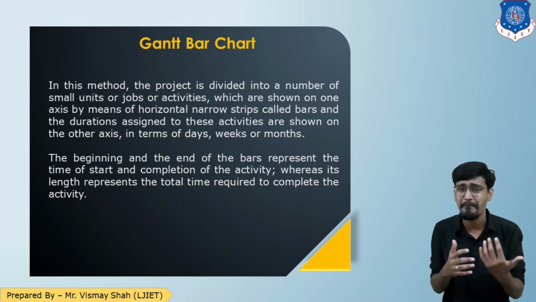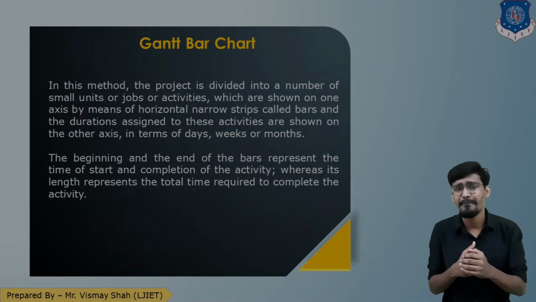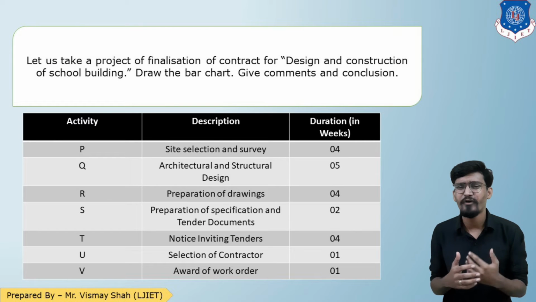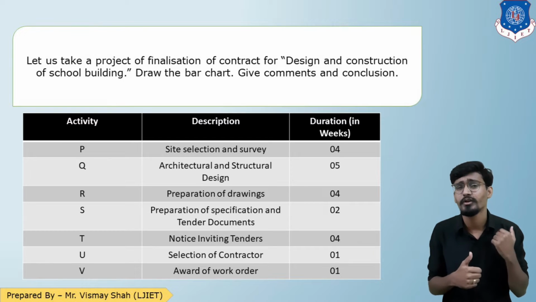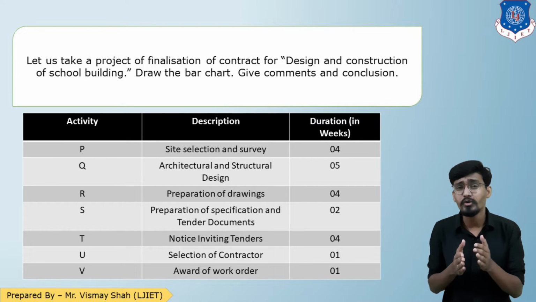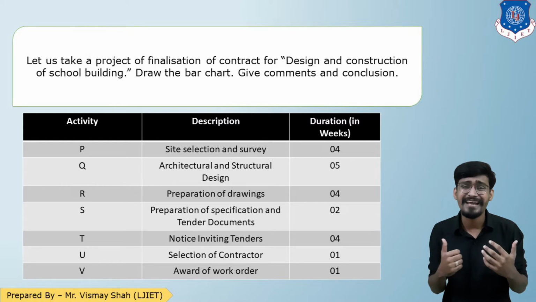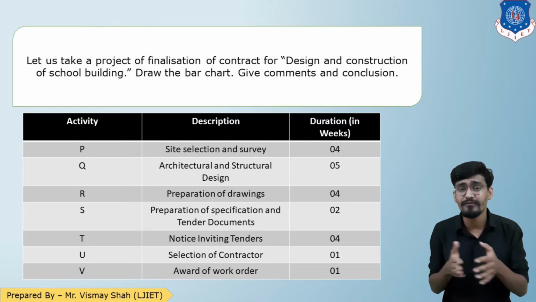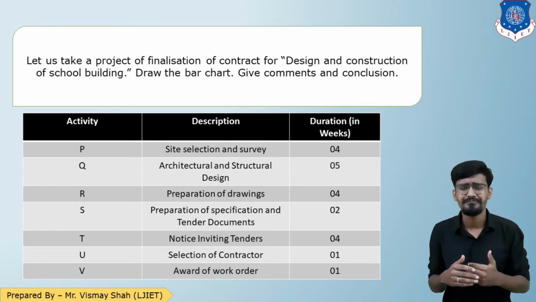It is one of the simplest methods of the conventional project management techniques. So now let us look at an example. Let's take a project for finalization of the contractor for design and construction of a school. Now we have to draw the bar chart for it, and then put in our comments and conclusion. As you can see, there is a table giving the data for the selection, or finalization, of the contractor.